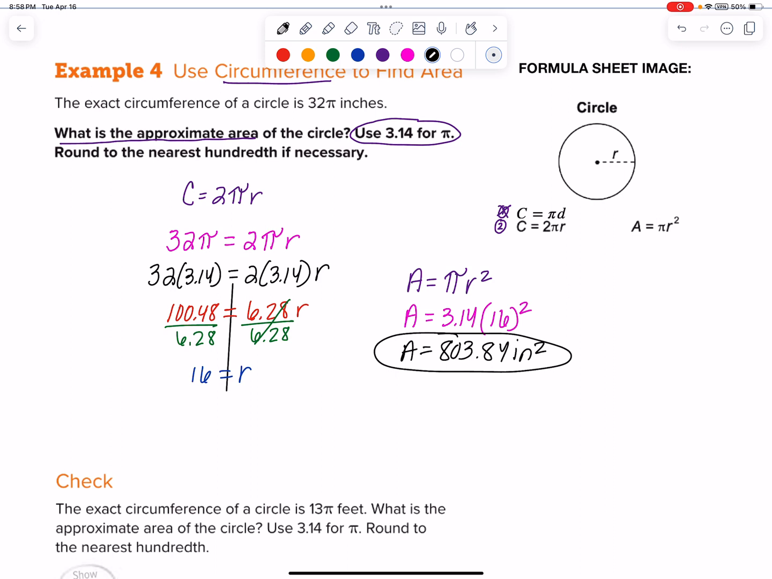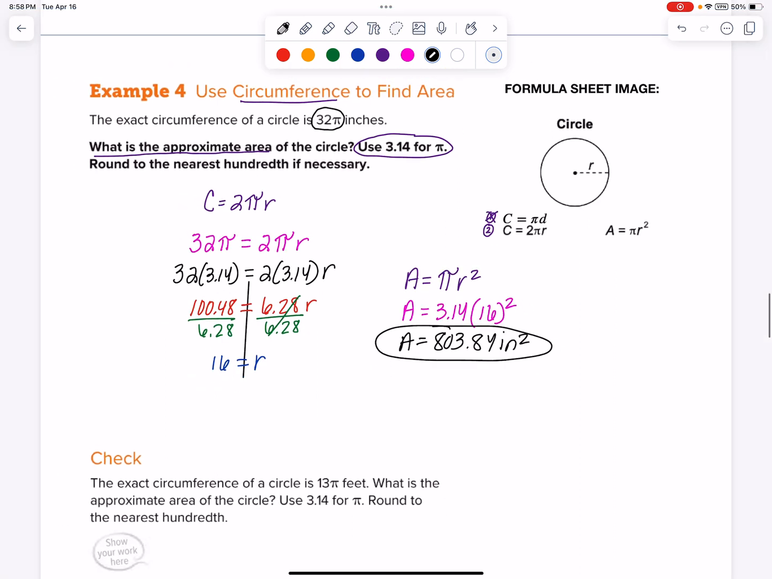Don't get confused by that whole 32 pi inches. This is just what the number is. And if you want, right away, you could just do 32 times 3.14 and write that new number down, if that makes it easier for you.